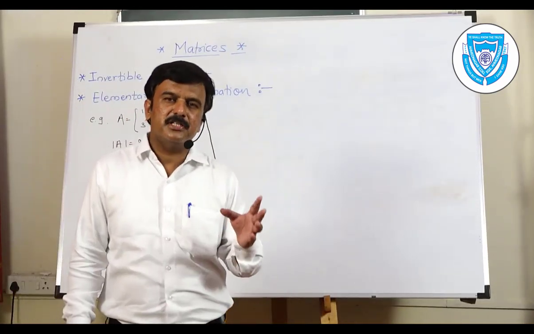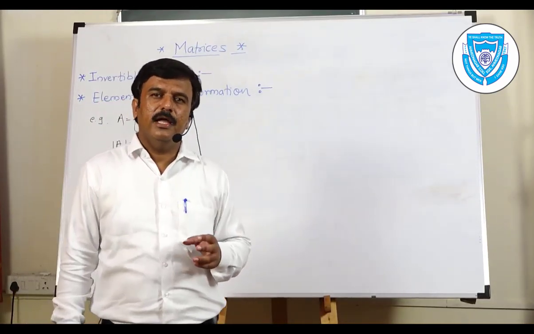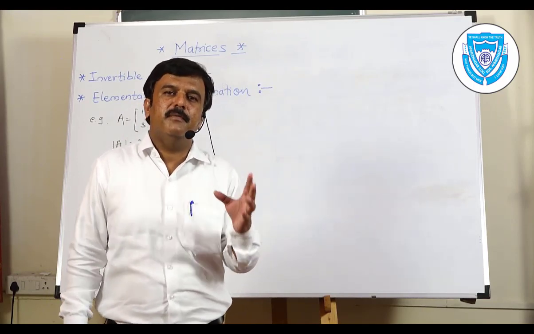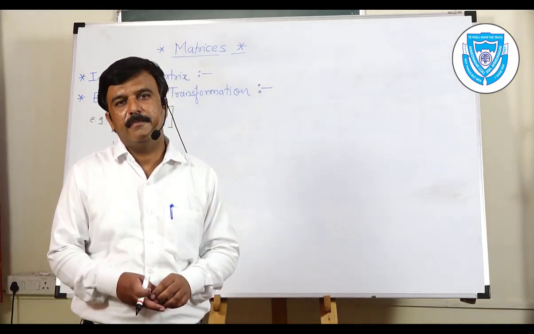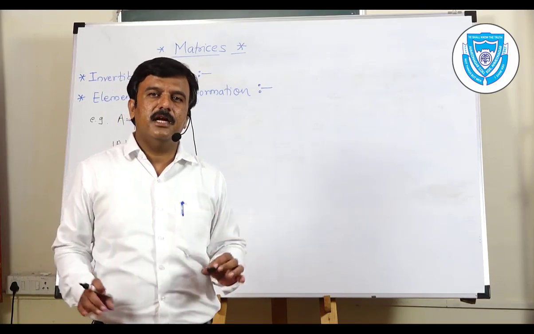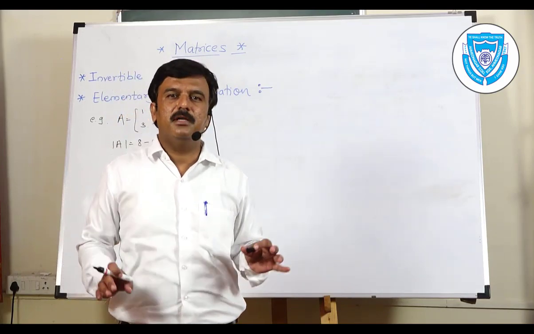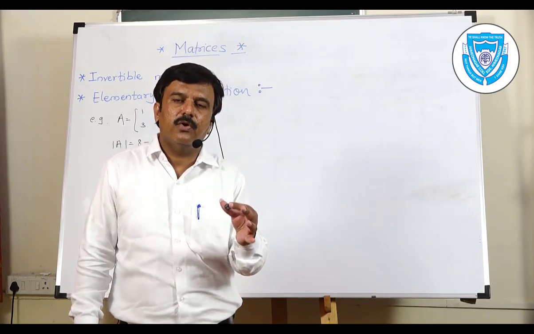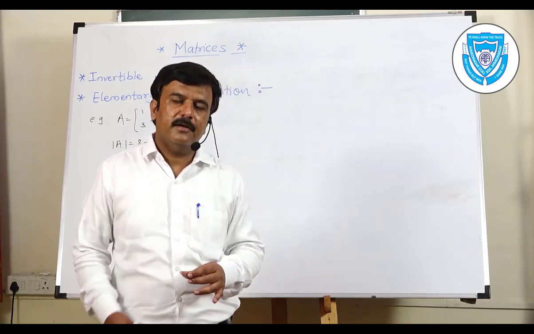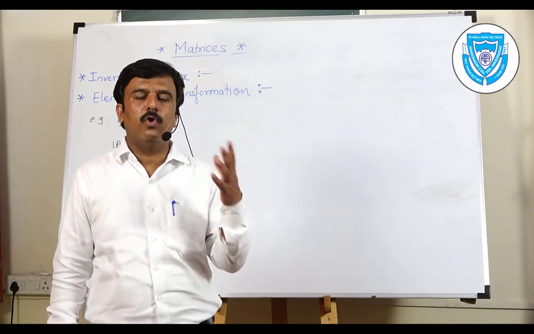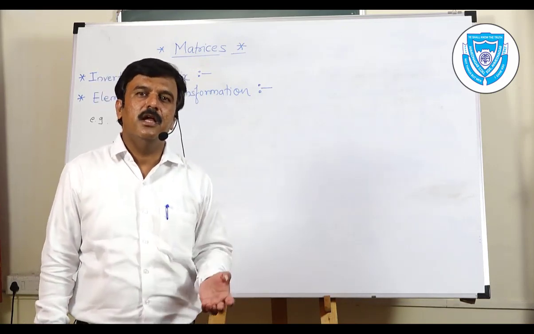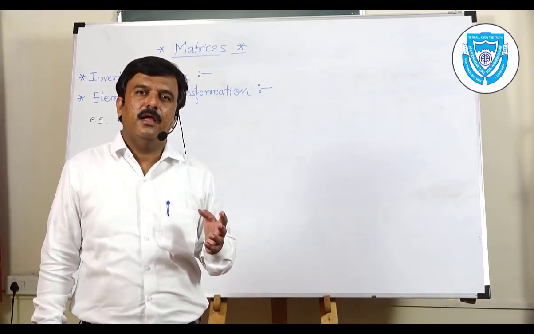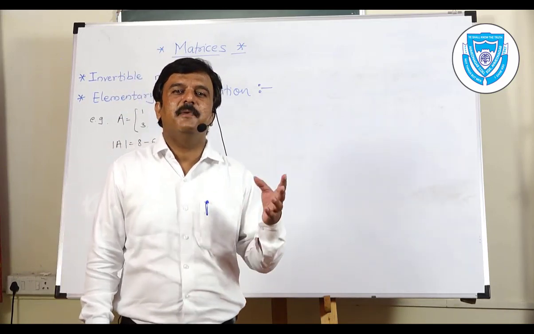Now, before we discuss these three methods, let me tell you exactly what elementary transformation means. In simple words, elementary transformation is nothing but elementary row operations or elementary column operations. It means that we can perform some row operations or column operations on a given matrix as per our requirement and convenience.